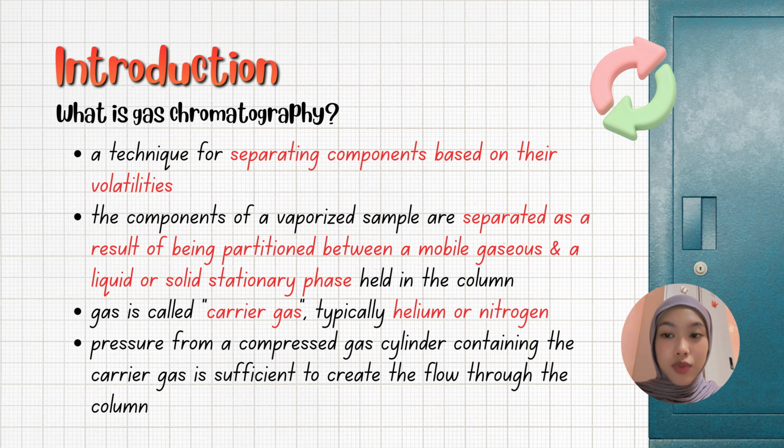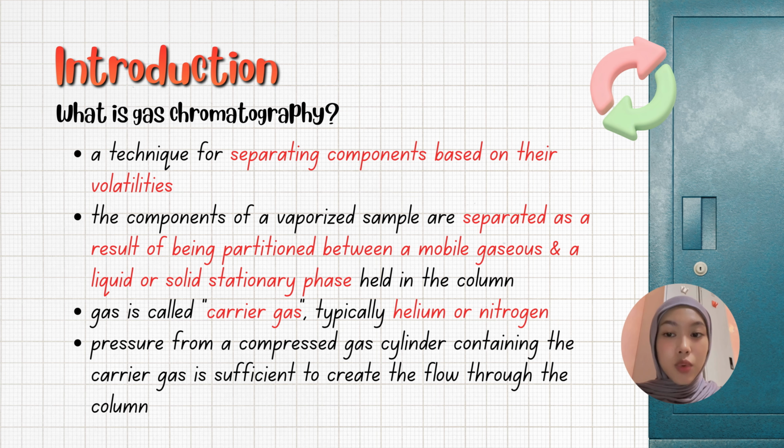As the sample moves through the column, each component interacts differently with the stationary phase. Components with higher volatility or weaker attraction to the stationary phase move through the column more quickly and elute earlier. Components with lower volatility or stronger attraction to the stationary phase remain in the column for a longer time and elute later. The flow of carrier gas through the column is produced by pressure from a compressed gas cylinder.